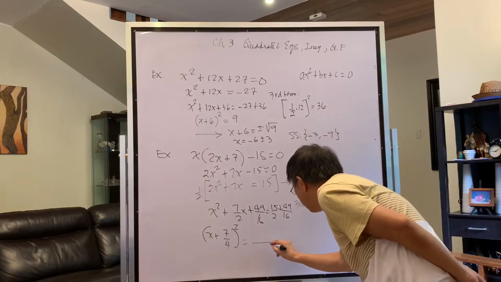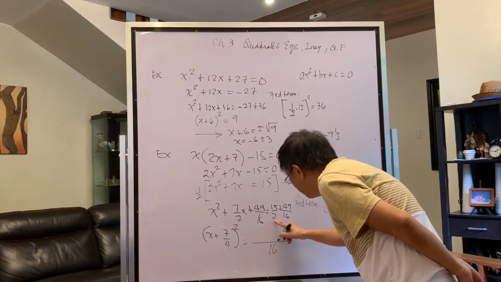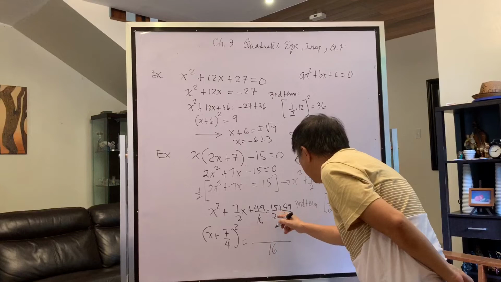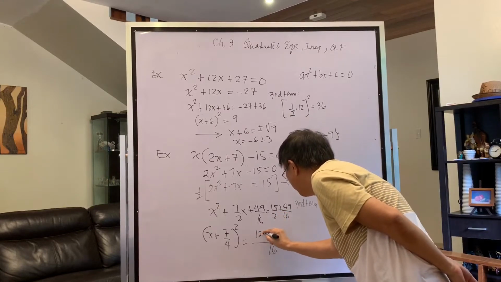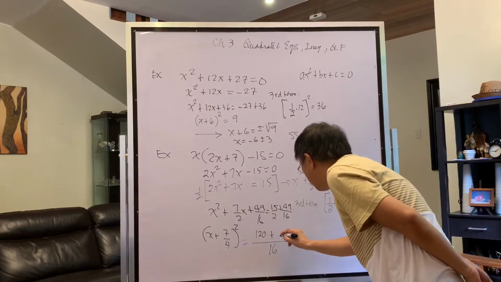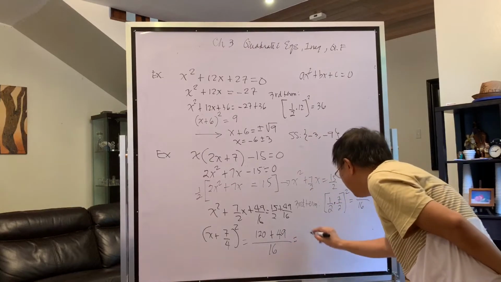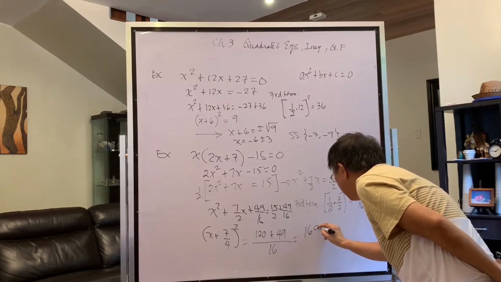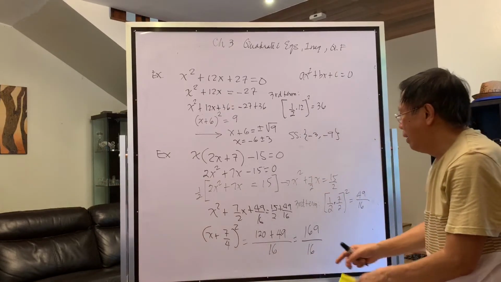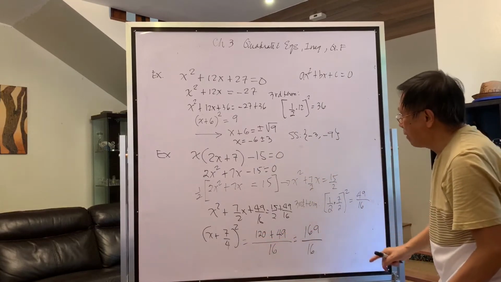Simultaneously, we can add the right hand side and the LCD 16. 16 divided by 2 is 8. 15 times 8 is 120. And then 16 divided by 16 is 1 times 49 is 49. Simplifying that, I get 169 over 16. Now I have x plus 7 over 4 squared equals 169 over 16.